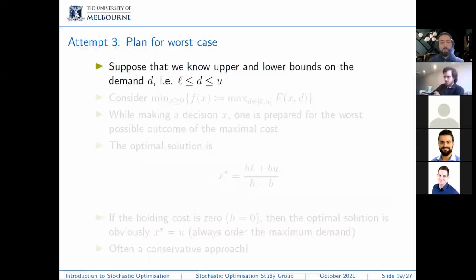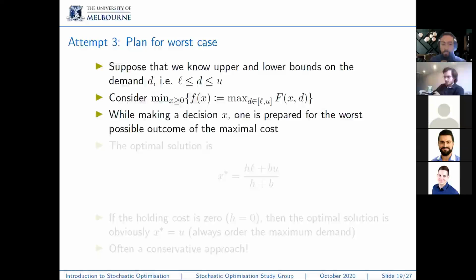So let's suppose that somehow we know that the demand, we don't know the actual demand, but we know that it sits between some lower and upper bound, L and U. This could be either by some economic knowledge or some statistical knowledge as well. Now, in this context, we need to minimize the maximum of f on that interval. This means we'll try to make a decision where I'm prepared for the worst possible outcome of the maximal cost. So I'm trying to be safe, basically.